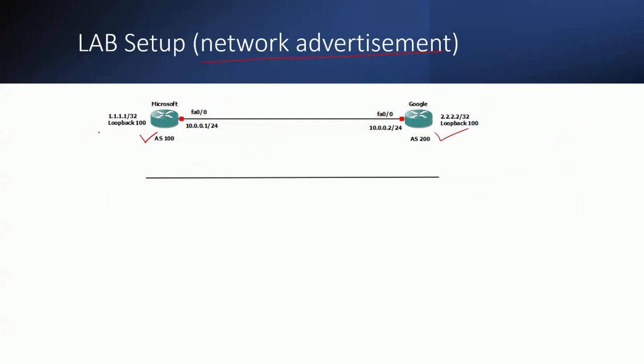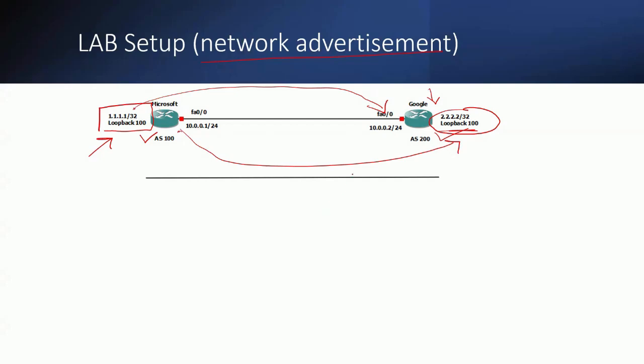Let's take Microsoft, which has 1.1.1.1 as a loopback interface, and 2.2.2.2 is the loopback interface on the Google side. This route needs to be reachable via Google, and 2.2.2.2 should be reachable via Microsoft. Again, the agenda is Google should reach 1.1.1.1 and Microsoft should reach 2.2.2.2 via BGP peers.